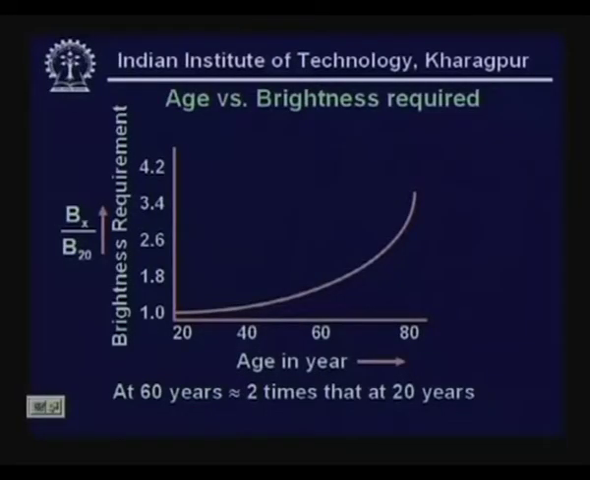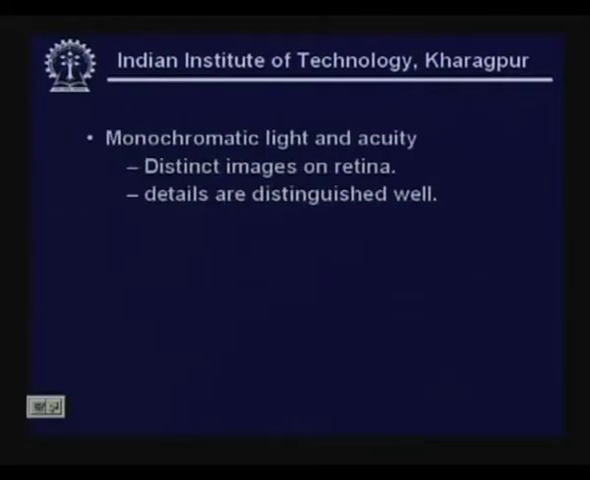In fact, we find the curve given for brightness requirement at any age, considering a 20-year-old as the reference. We find that as you go higher and higher, there is a much higher requirement, as can be seen from this curve. At the age of 60, typically when one takes retirement from the active life, it is 2 times that at 20 years. So, this is the way age affects.